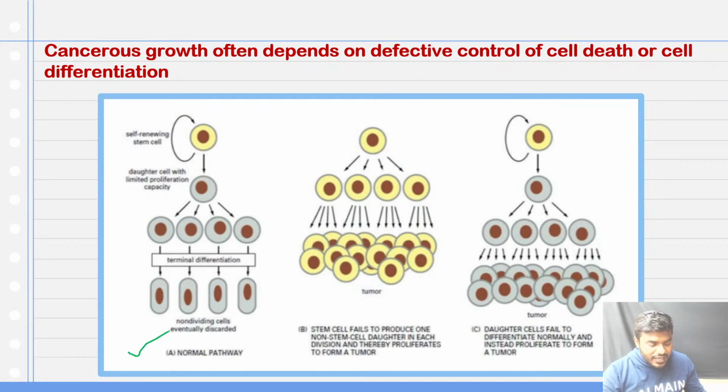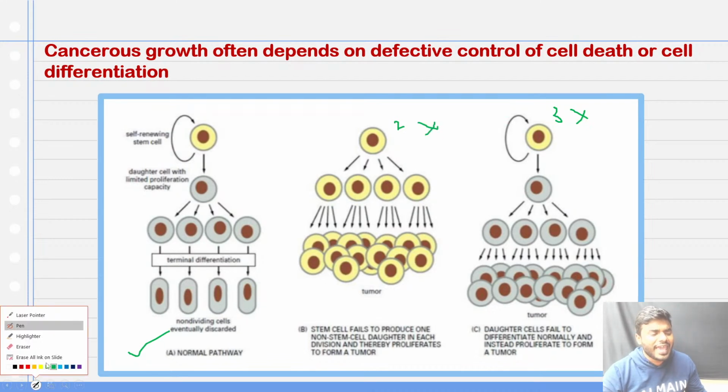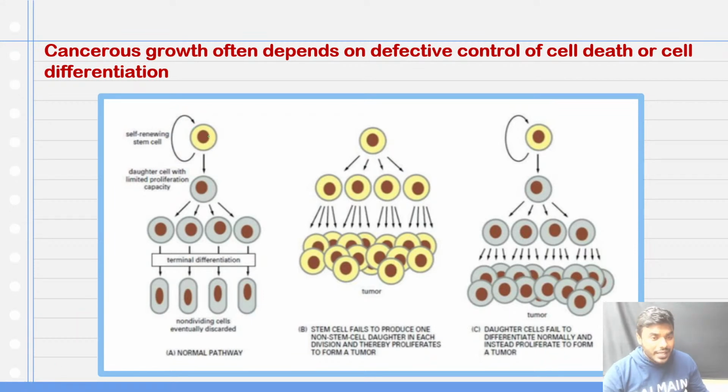In the first condition, I will be calling it the normal pathway. In the second and third conditions, I will be calling both cancerous conditions. So every student pay attention, friends. Self-renewing stem cell. First, everyone listen. Listen to my definitions, words very carefully for 2 minutes. Pay attention. Self-renewing stem cell. What do you mean by the word self-renewing stem cell?